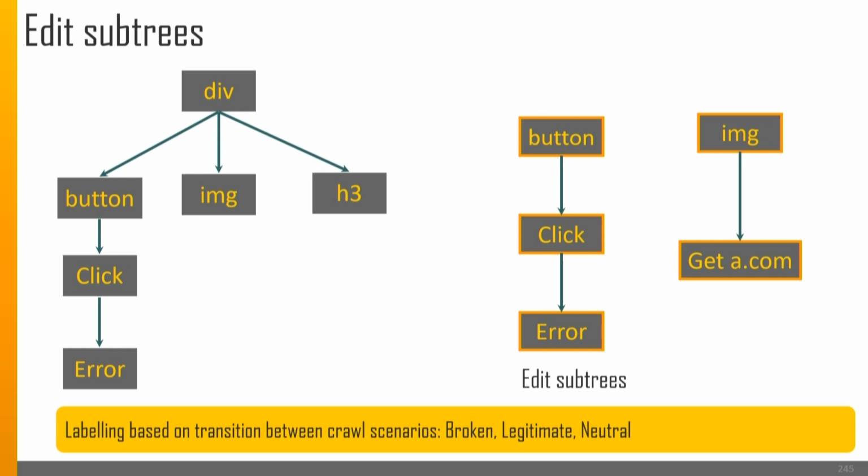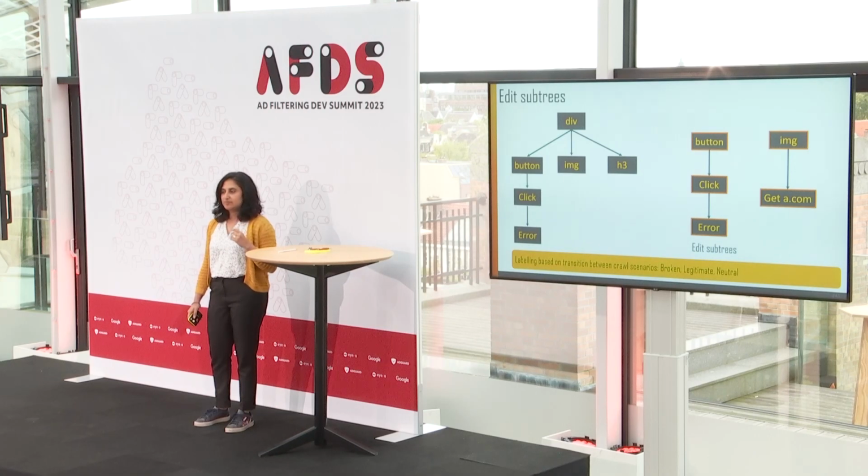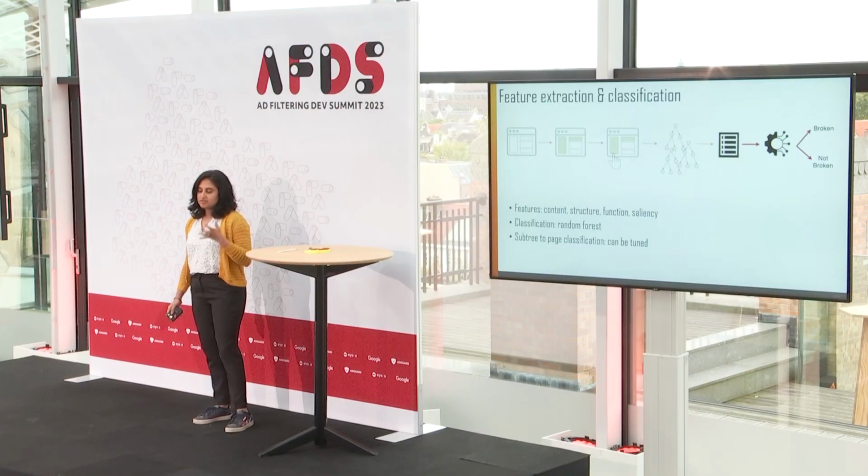So what we do is we generate these edit subtrees over these multiple crawls for different pages, and then we label these subtrees based on the transition between the crawl scenarios. So we have a number of conditions for labeling, but it's something like if you have a filter list and then the subtree got removed on addition of the filter list, then probably it's maybe a legitimate ad, and so on. So I'm happy to talk about what are the different kinds of conditions we have, which are used for our labeling.